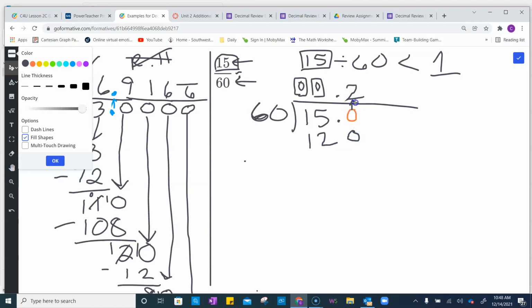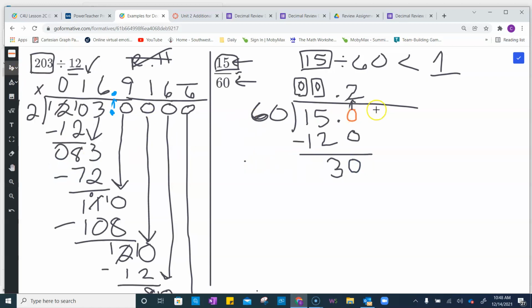My 2 goes above the 0. And 60 goes into 150 twice. 60 times 2 is 120. Now I subtract, and I get 30. I have a remainder, so I have to keep going till my number ends or repeats, which means I've got to add another 0. And I'm going to bring that 0 down.